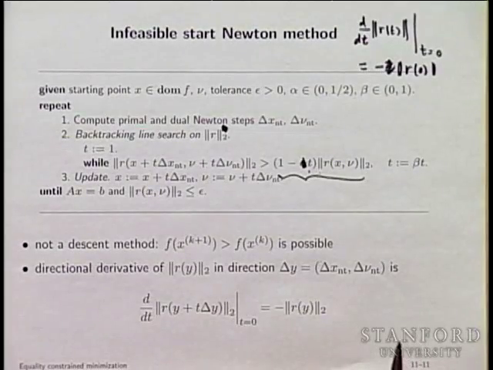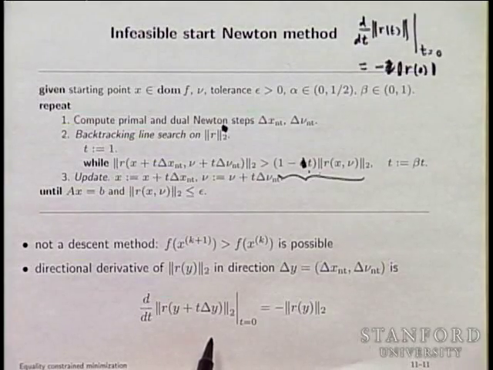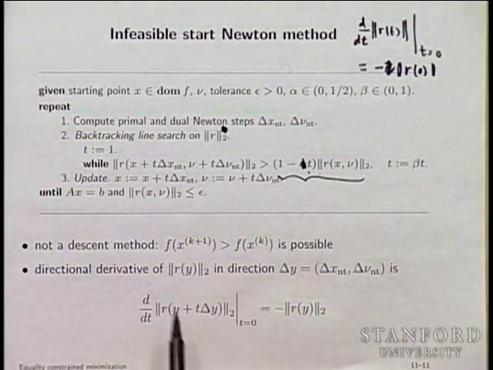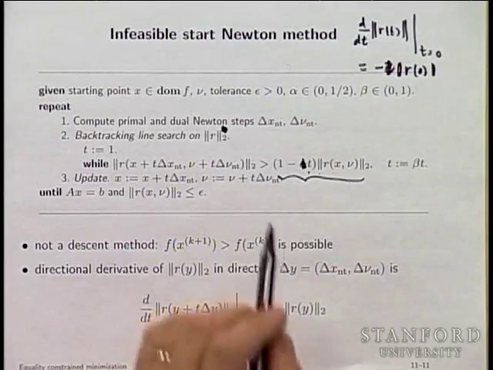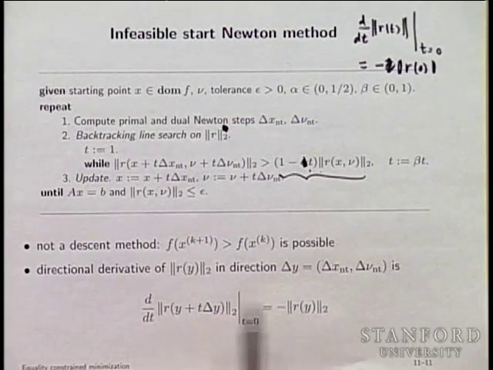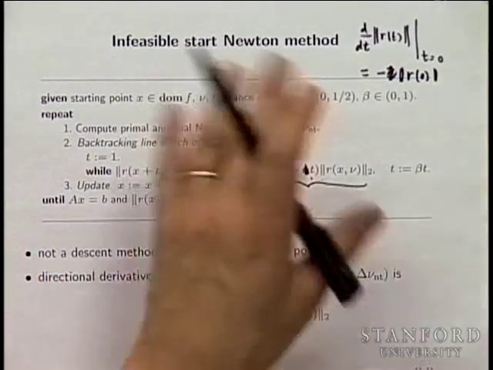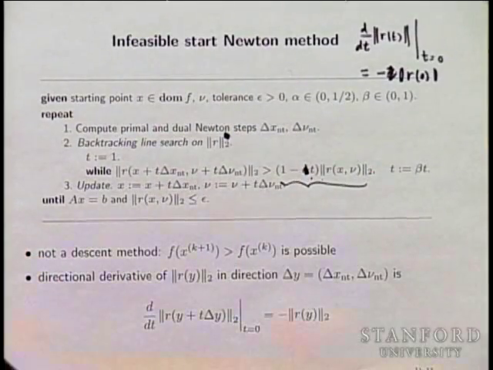Okay. This is what I was trying to recover here. So this is the descent condition. That's the directional derivative of this at t equals 0 plus, is this thing. Okay. Actually, you don't have to worry about all these things. This is just sort of to get a rough idea of how the method works.